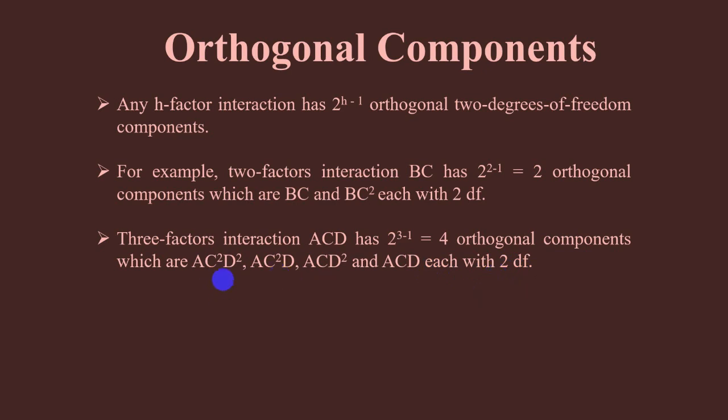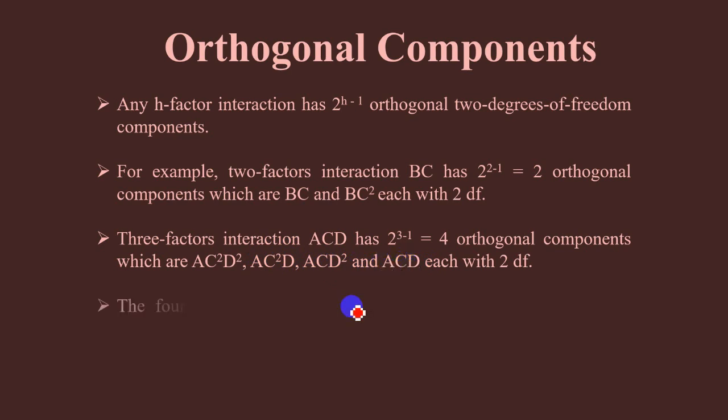Now, how do we find which interactions are represented by AC square D square? So first, this AC square D square represents AC square D square, and the other factor is the square of this, which is A square C D. AC square D represents AC square D and A square C D square. ACD square represents ACD square and A square C square D, and ACD represents ACD and A square C square D square.